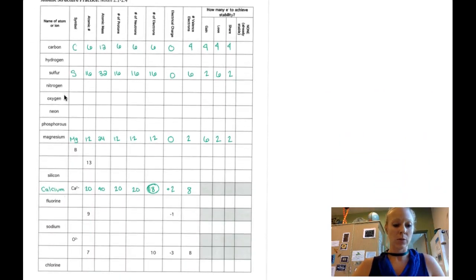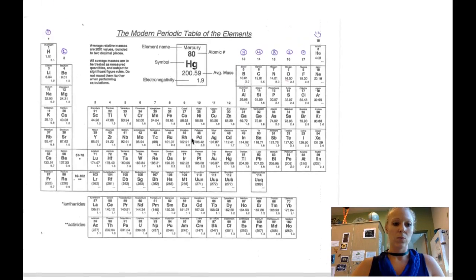And so let's look at what we have here. Magnesium, atomic number 12, atomic mass 24, number of protons 12, number of neutrons 12. And because it's a neutral atom, it's going to have 12 electrons because it's going to have the same number of positives and negatives. And so we'll have 0 here. Number of electrons in its valence shell is going to be 2. 1, 2. 2 electrons in its valence shell.